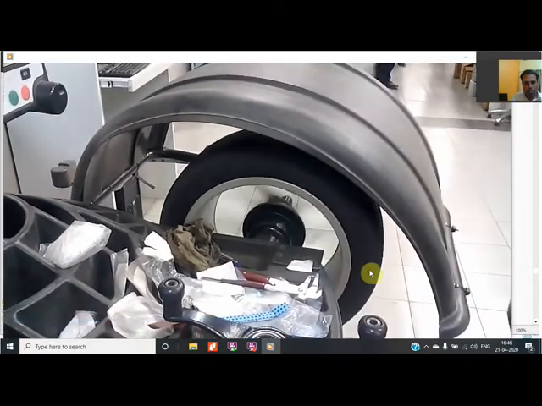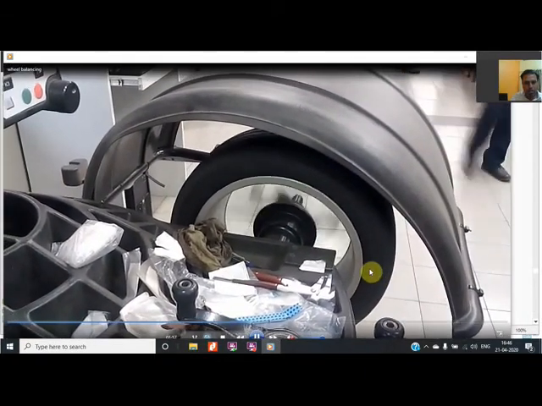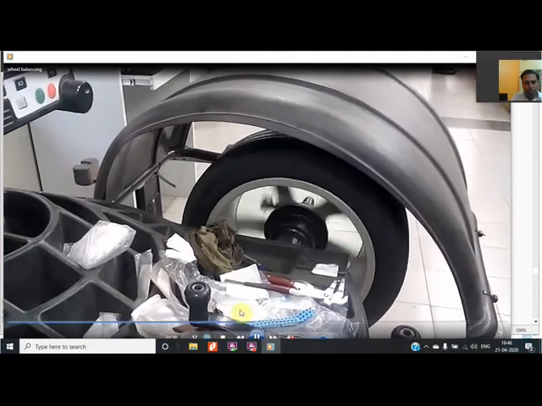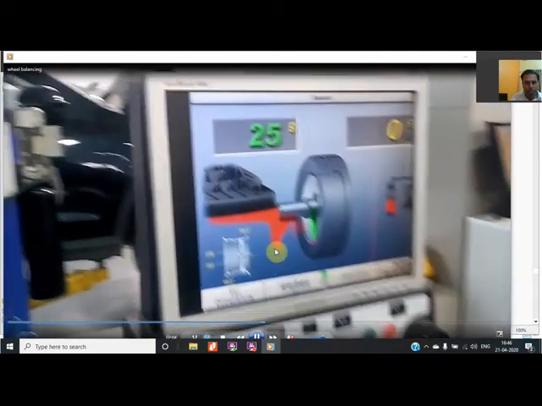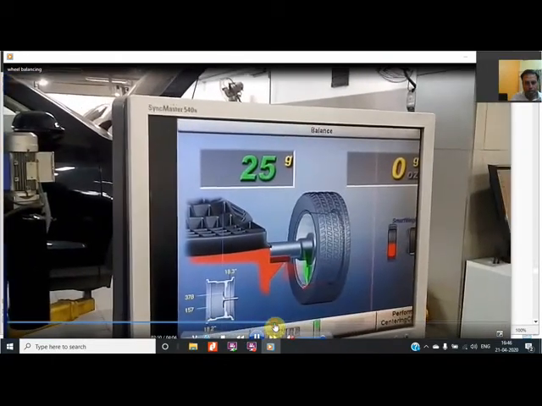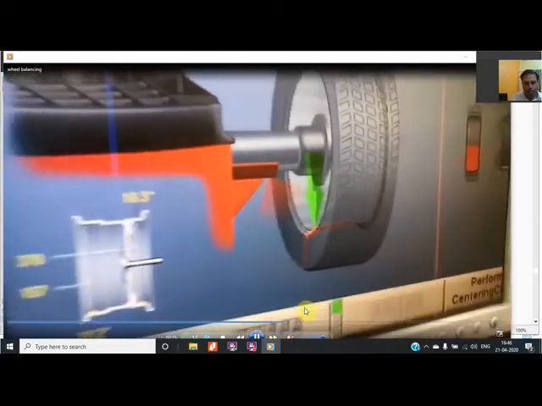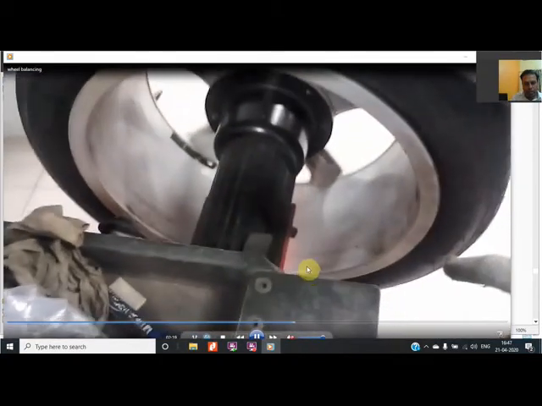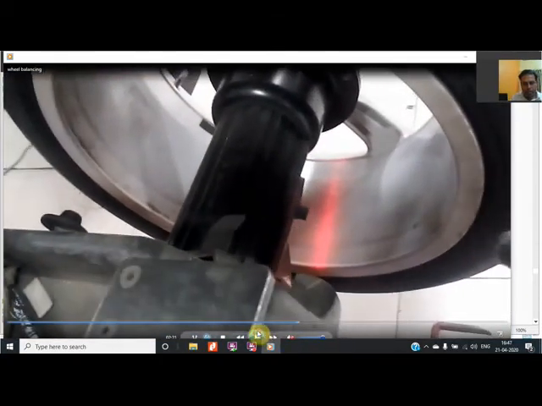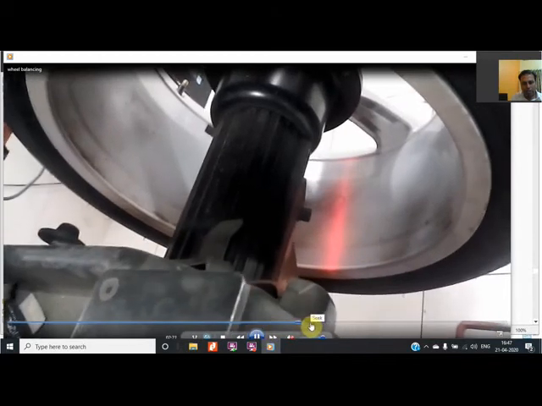As soon as the wheel stops, a light will blink over here. In the wheel we will see whether the light is blinking or not. We see a red light over here. You can see, at this portion we have to place the weight, and whether at the inner or the outer portion, that is mentioned on the screen itself.